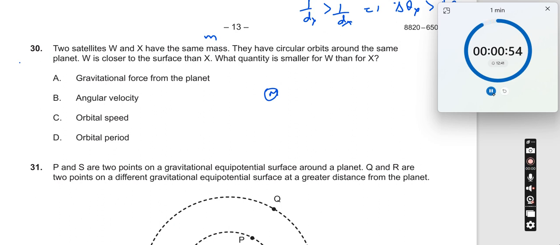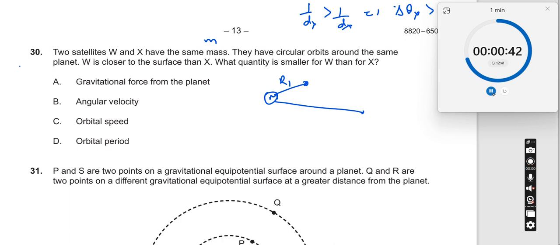They have circular orbits around the same planet. W is closer to the surface than X. W is closer, which means what? This is your W, this is your X over here. Okay, so let me call this R1 and let me call RW, and this is your Rx. Let me call it like this.